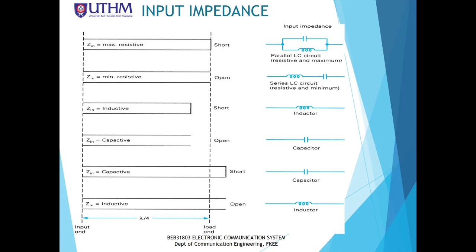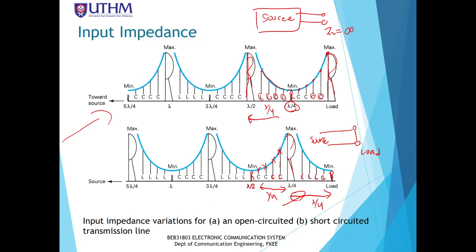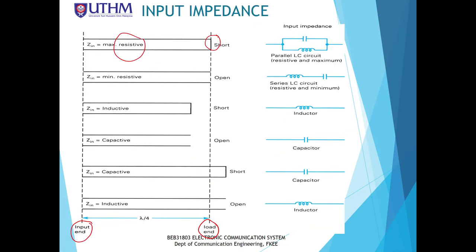And this is the same as the previous. So this is to show the characteristic of the transmission line during a few scenarios. You see that here we have the input end, this is the load end. So what happens during a short circuit at the load side, it will behave as a maximum resistive. So you can see from this graph. Okay, short circuit, maximum resistive.